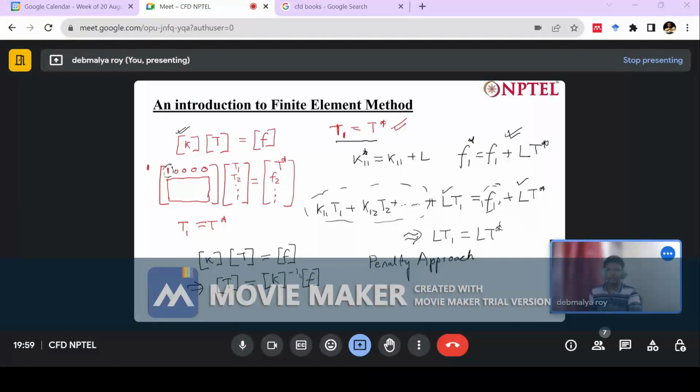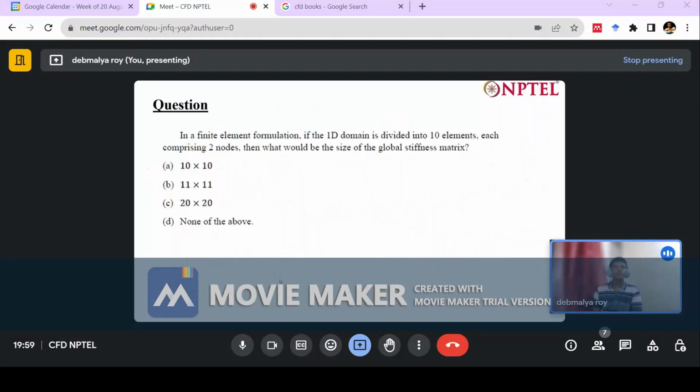In any method that we are doing, finally we do achieve this kind of a matrix equation, and finally we do have to find the inverse of the stiffness matrix. Okay. So this was a brief about the finite element method. There are very simple questions, and let's look at them first. Then before going to the next element, we can take a small break. Okay.